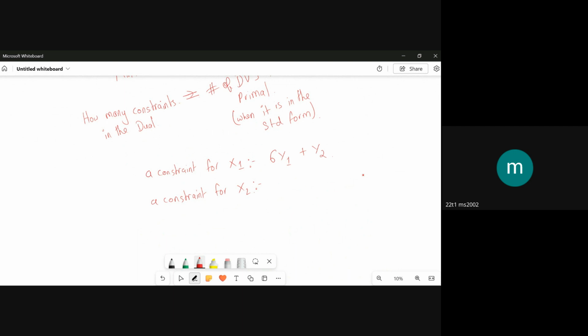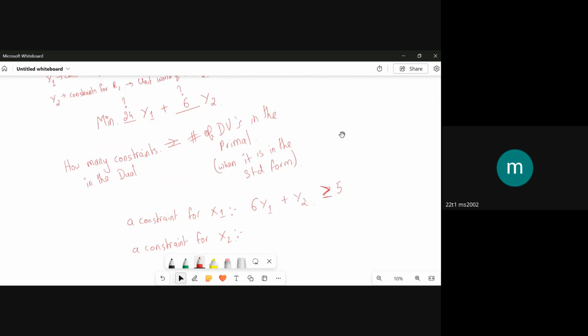But why is this happening? Again, the logic behind it. 6y1 plus y2, why should it be greater than or equal to 5? What is this 5? Basically, the main constraint, profit. It is the profit. So if I sell 1 unit of x1, I can make 5 rupees profit. So when I sell 1 unit of x1, I'm going to make 5 units as profit.